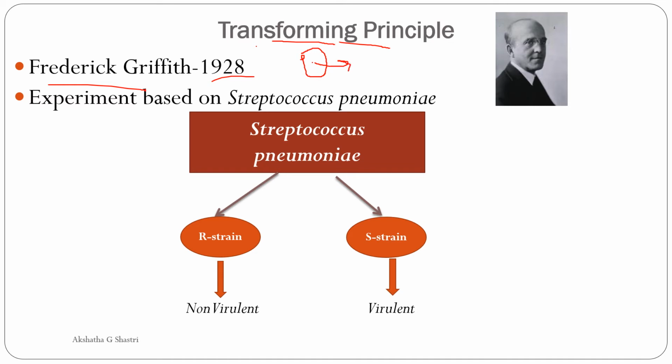Okay, and these experiments were based on Streptococcus pneumoniae, which causes pneumonia, that means a respiratory disorder. And here you can see the two different strains of Streptococcus pneumoniae. The first one is the R strain and the second one is the S strain. The R strain is non-virulent, which does not cause any pneumonia, and the S strain is very dangerous, which causes pneumonia, hence it is called virulent.